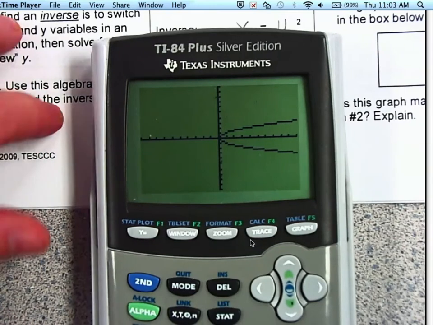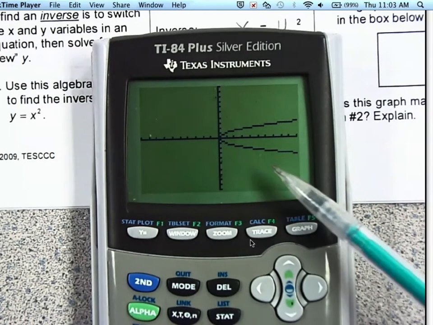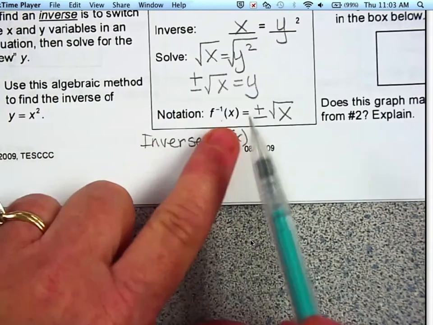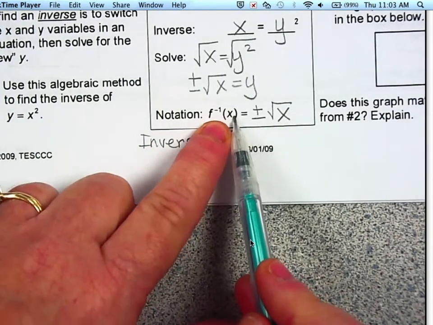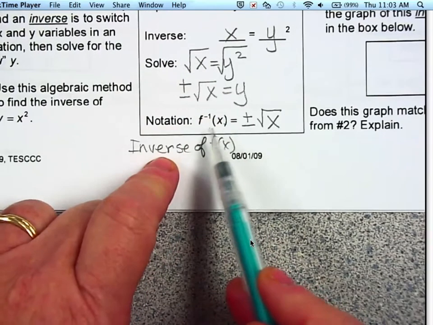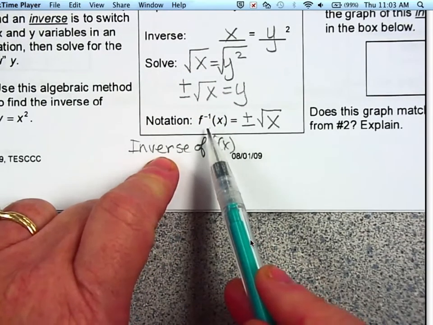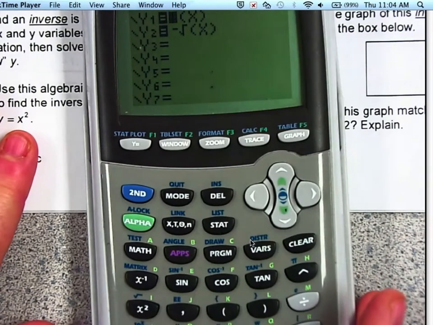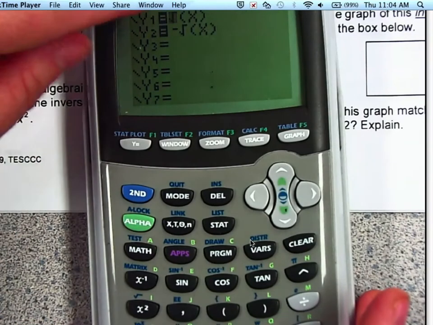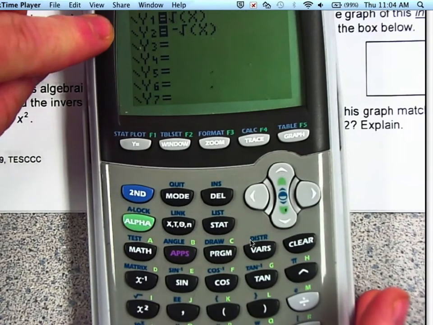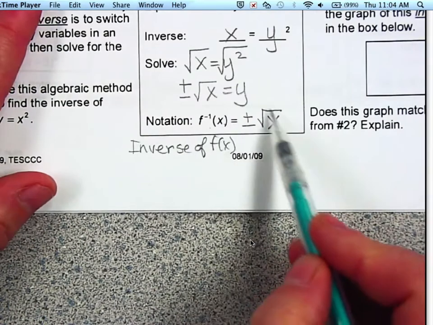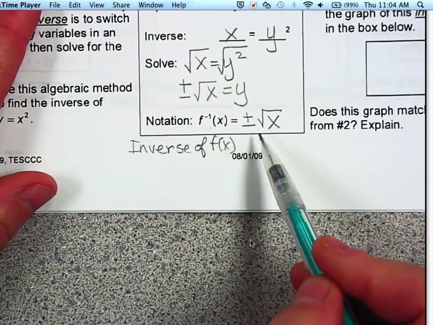Now, the problem is, is this a function or not? No. So it can't be the answer to this, because f of x means it's got to be a function. Wait, what did you put in y1 and y2? I put the positive square root of x in y1 and the negative square root of x in y2. But we have a problem. This is not a function. How can we change this so it would be a function?